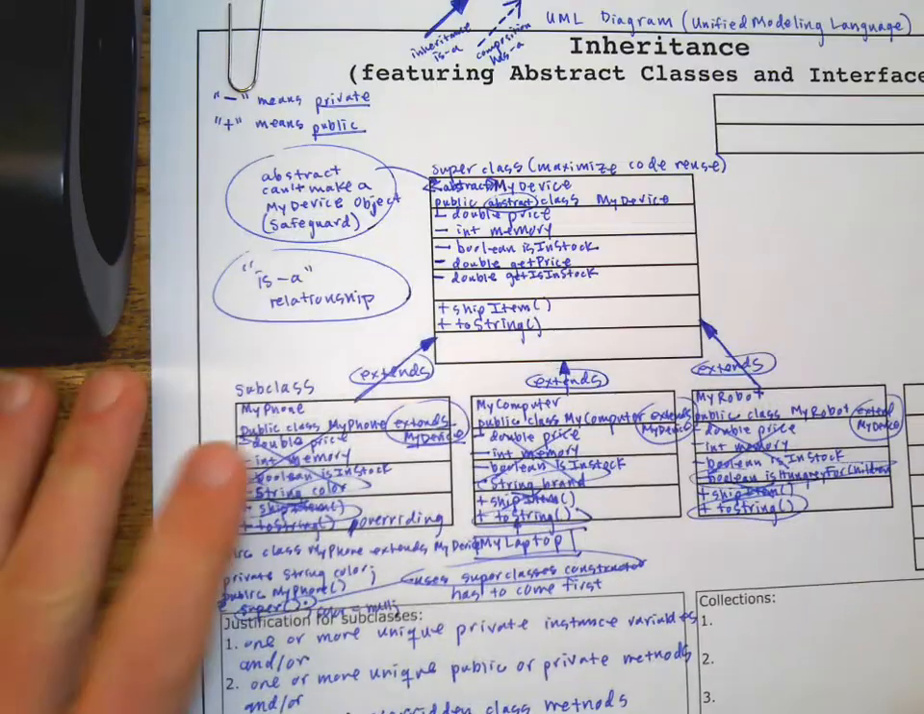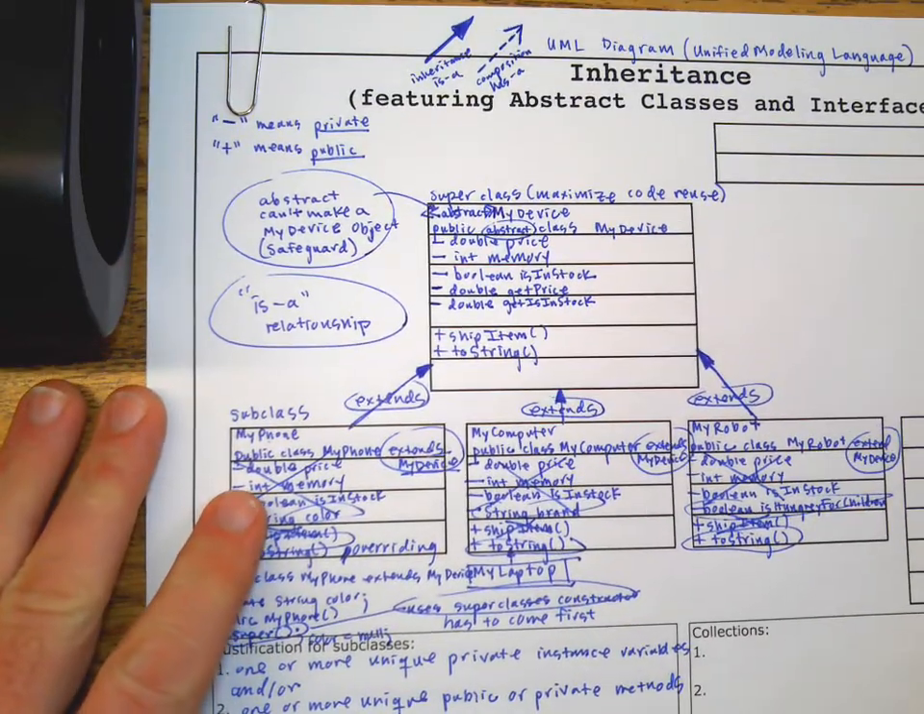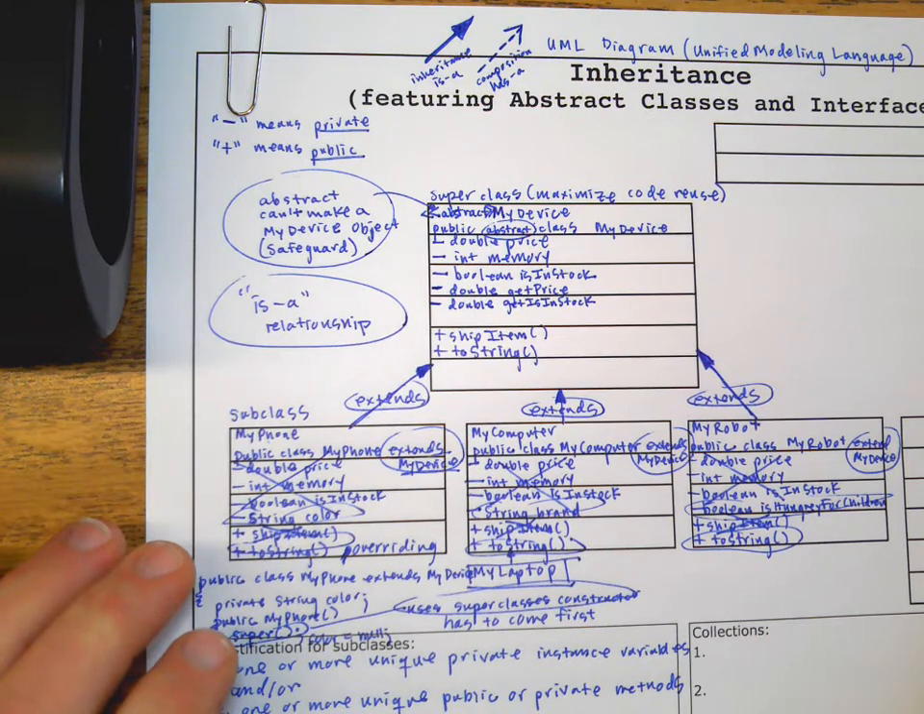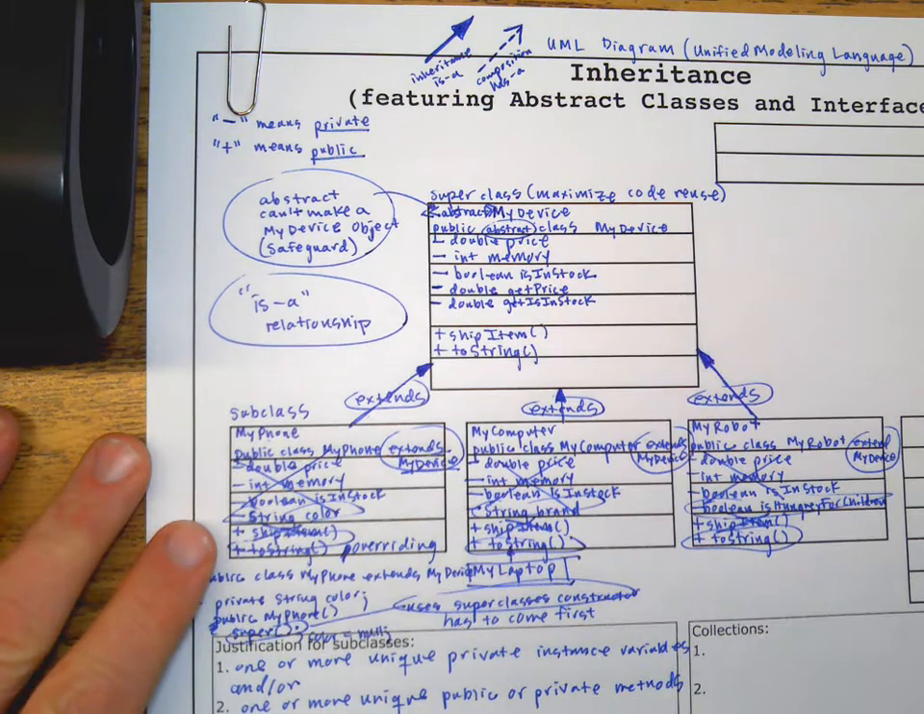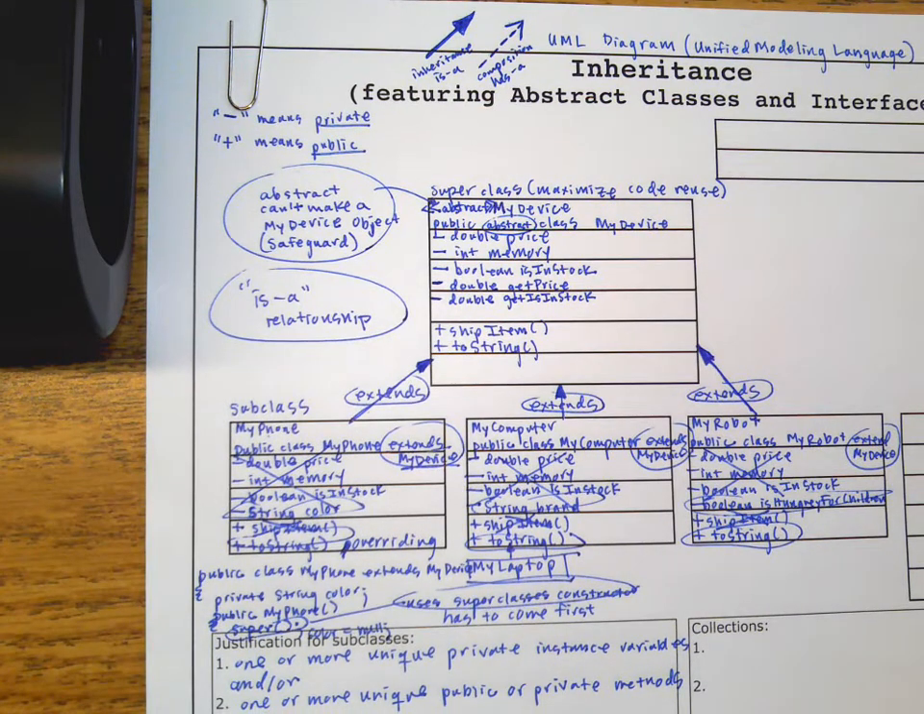AP Computer Science A, Unit 5. This is a preview and note sheets for P5F. Okay, so P5F. Now, let's take a quick look at P5F.